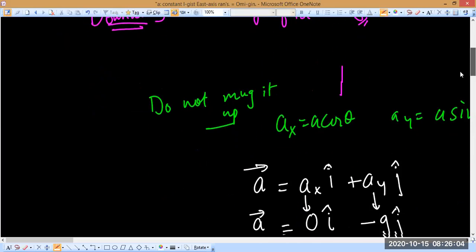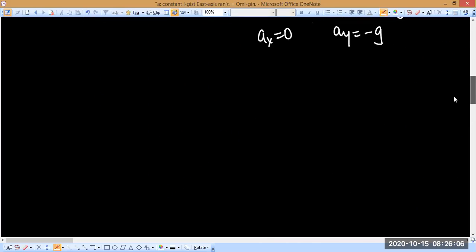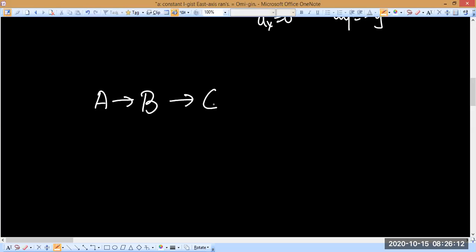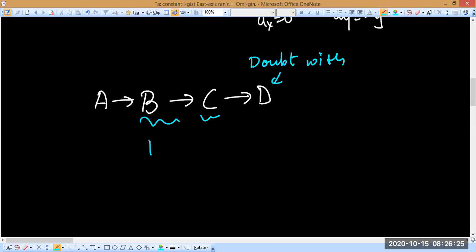What I've noticed with lots of students every year is that suppose A is used to understand B, B is used to understand C, and C is used to understand D. When you have a doubt with D, you should understand that there is a problem with B or C. You don't understand D because you haven't understood B or C. You should understand that very well.